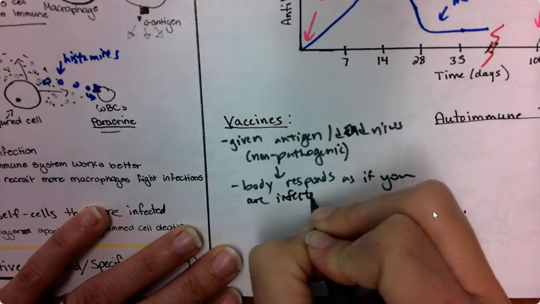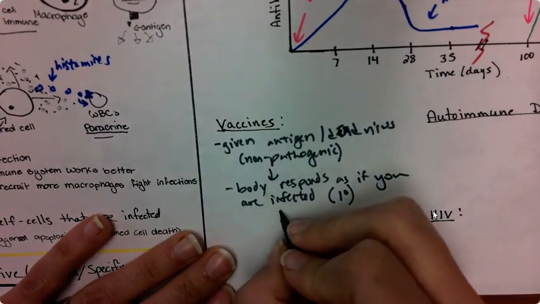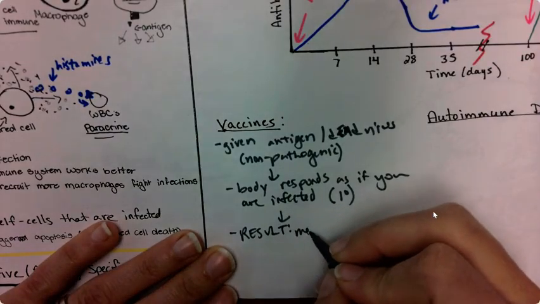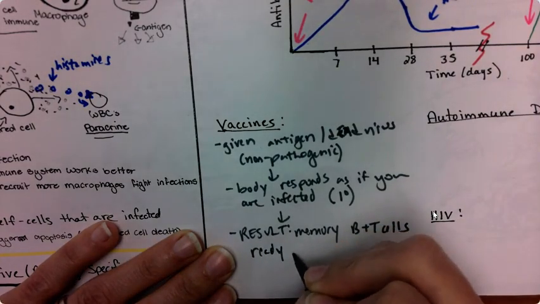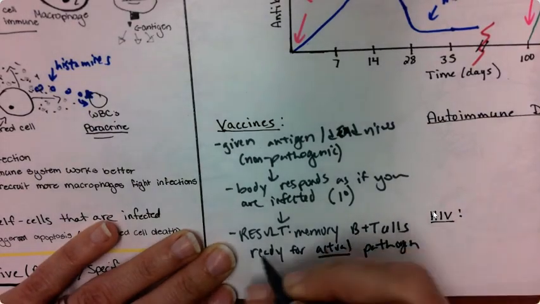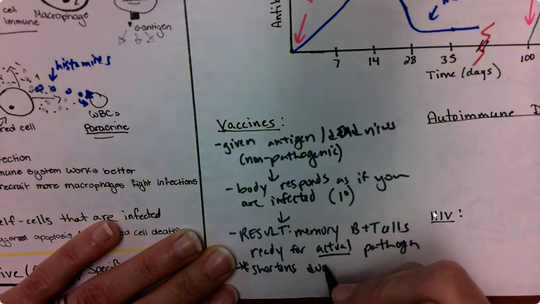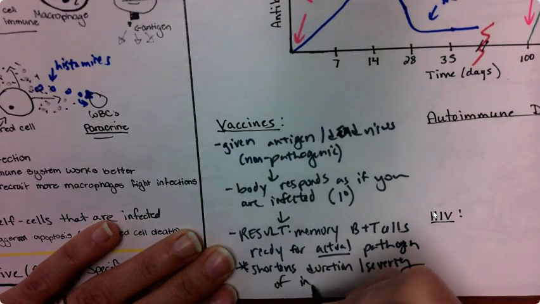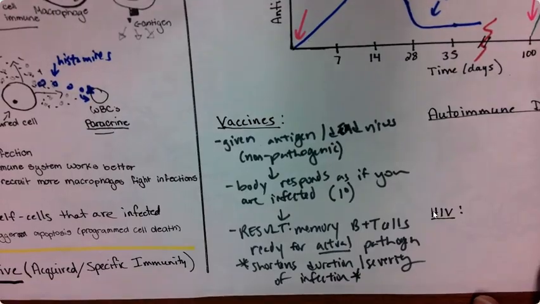So this is your primary response here, like up there, okay? It takes 14 days. But the result is memory B and T cells ready for the actual pathogen. And this shortens the duration and severity of the infection. Okay. Now, that's pretty cool.